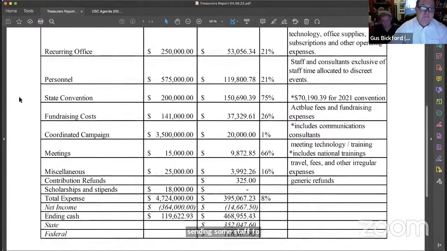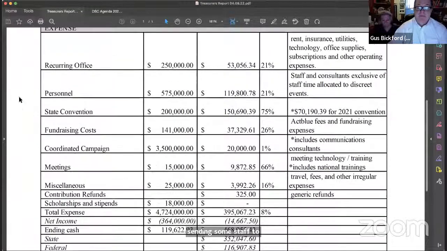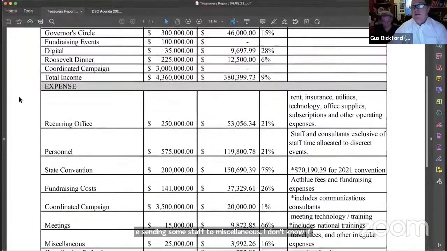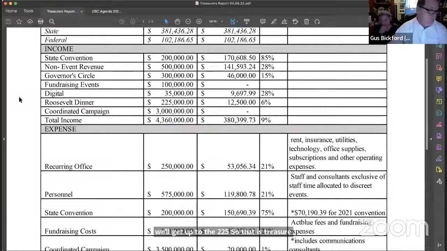Miscellaneous, I don't know if we'll get up to the 225. So that is the treasury report. I'll leave it up. I see a hand from Nicole.